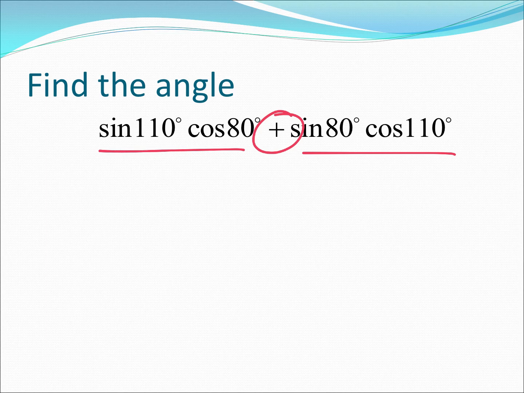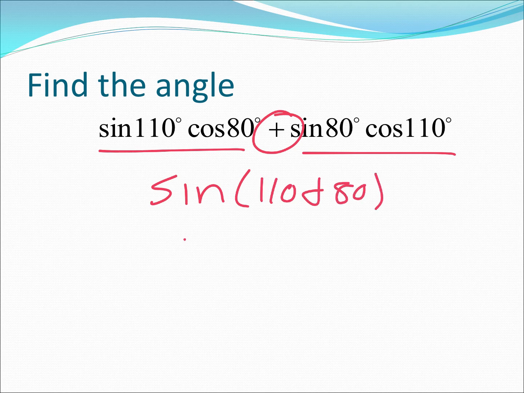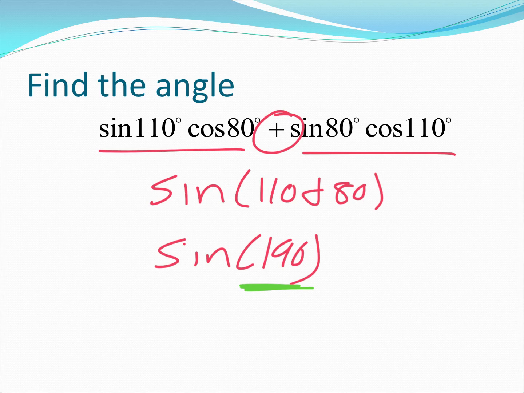So I'm going to go ahead and add those two angles together, which are 110 and 80, and just rewrite that as the sine of 190. Now at this point, if this angle had been on the unit circle, I would expect you to simplify it. But since it is not, that's all we can do, and that's our answer.